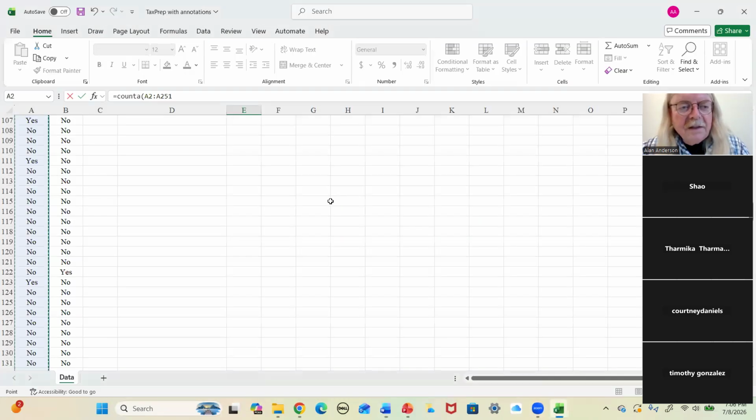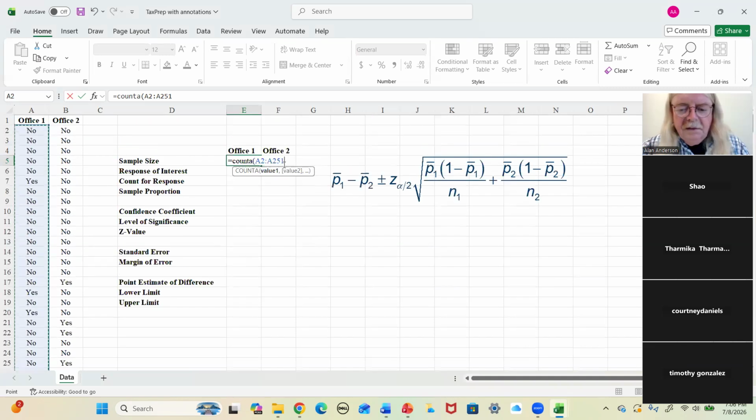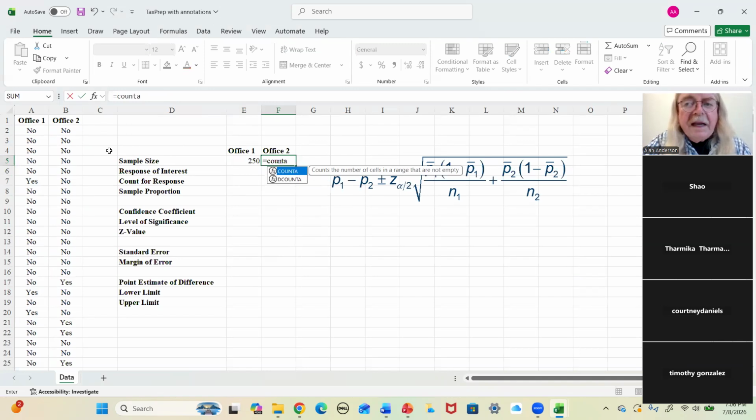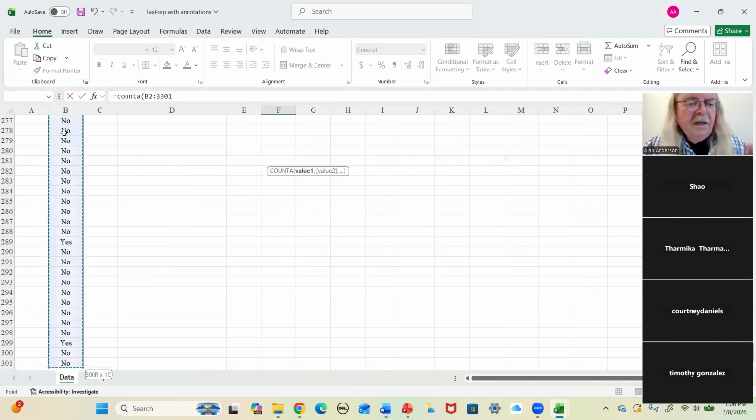All right. Anyway, so close the parentheses, hit enter. Then we have to do the same thing for Office 2. Count A. If you do count, it'll just give you a 0. Oh, yeah, there's that little trick again.